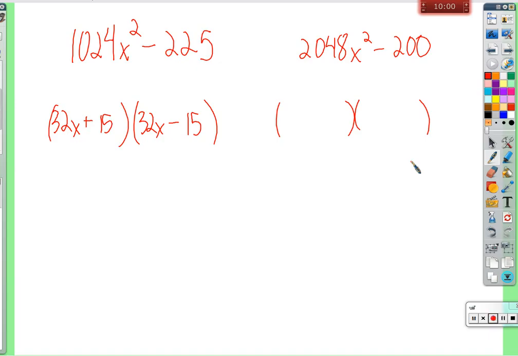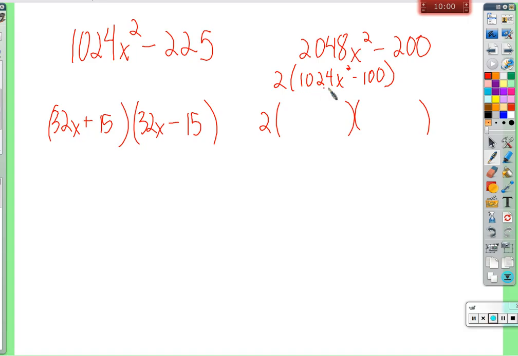But just before I let you break, can we factor something out of both of these? Do they have a common factor? Two. 1,024x squared minus 100. Now that we've factored out that 2, now what do you say?